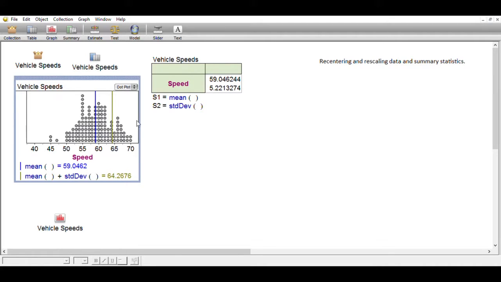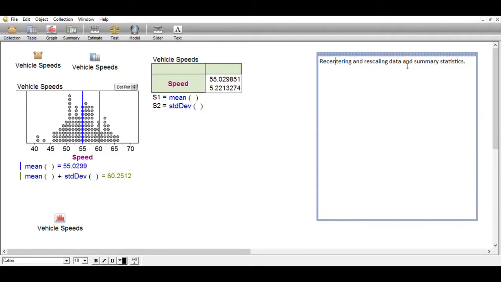I've added 4 miles an hour to all the vehicle speeds, and I've added 4 miles an hour to the mean. However, because we haven't changed how the data is spread out, I've just shifted them over. They're shifting to the side, but they're spread out the exact same amount. Since the standard deviation is based on differences from the mean, the standard deviation is completely unaffected by recentering. And these two represent a general trend for what happens when you recenter some data.